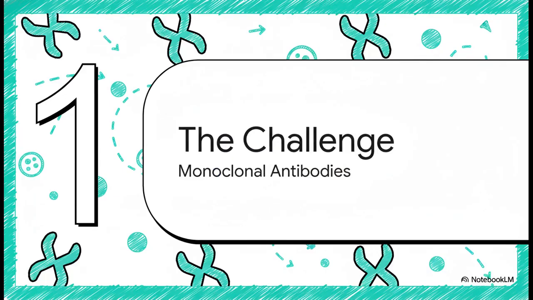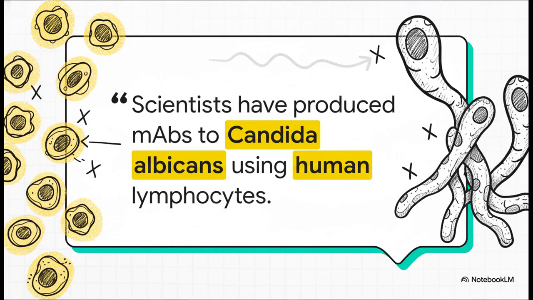Okay, so first things first, let's get our heads around the main topic. This entire question revolves around monoclonal antibodies, or MABs for short. Just think of them as these super specific, lab-made antibodies that are designed to target one single thing, like a virus, or in this case, a fungus. So here's the scenario they've given us. Scientists have created new monoclonal antibodies using human cells to fight this fungal infection, Candida albicans. Now pay really close attention to that detail. Human cells, not the usual mouse cells. Trust me, that's going to be super important later on.